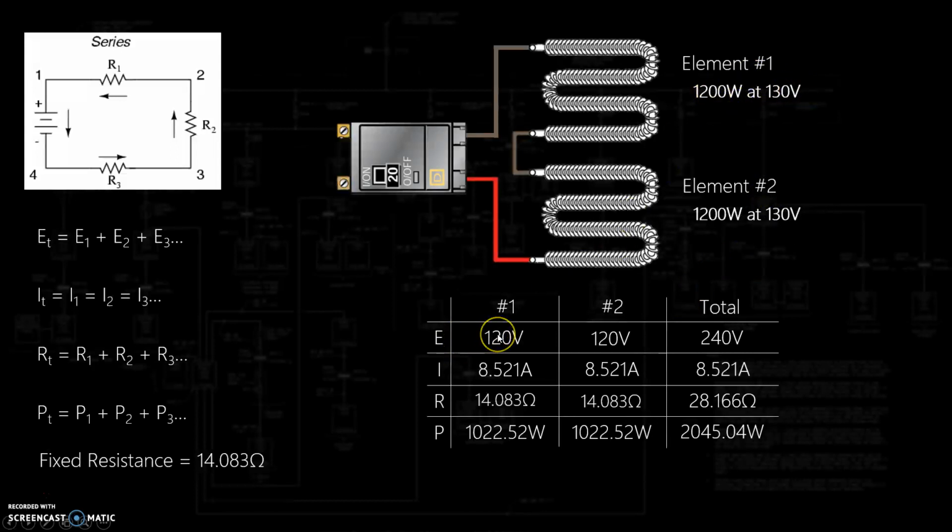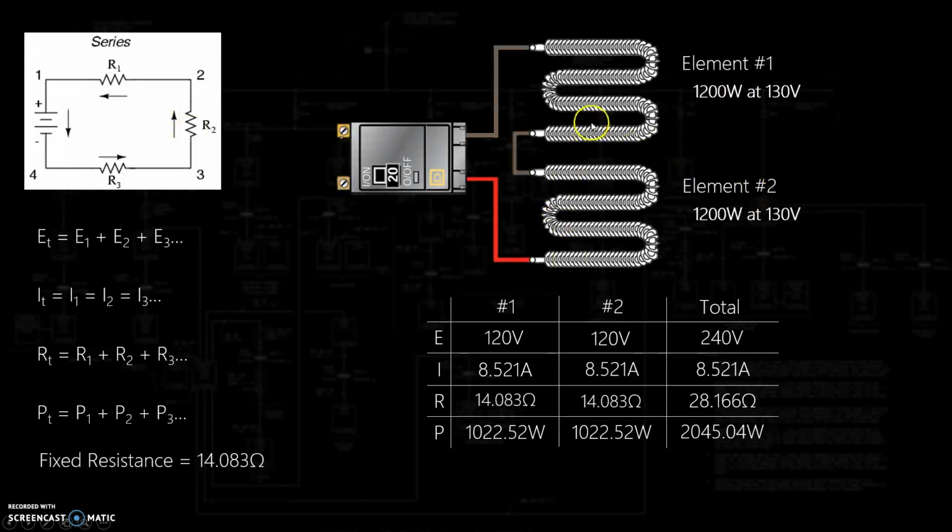I'm actually feeding it at 120 volts, a little bit less. So we know that I should get a little bit less wattage out of that element as well. And we check, and what do you know? I do. 1022 versus 1200. So it all seems to add up. It all seems to make sense. So again, we have nice checks and balances here all along the way.